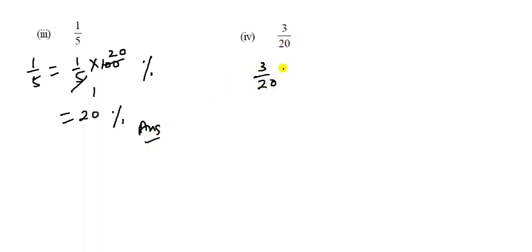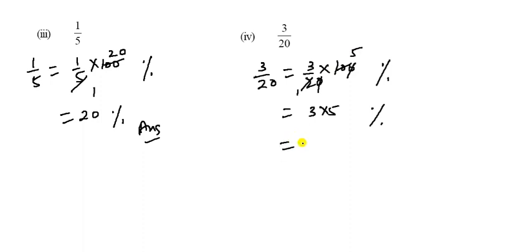Here is 3 by 20. So 3 by 20 and multiply by 100 and write the percent sign. So 0 will be cancelled to 0 and 2 1s are 2 and 2 5s are 10. So 3 into 5. So we get that is the 15%, and 15% is the answer.